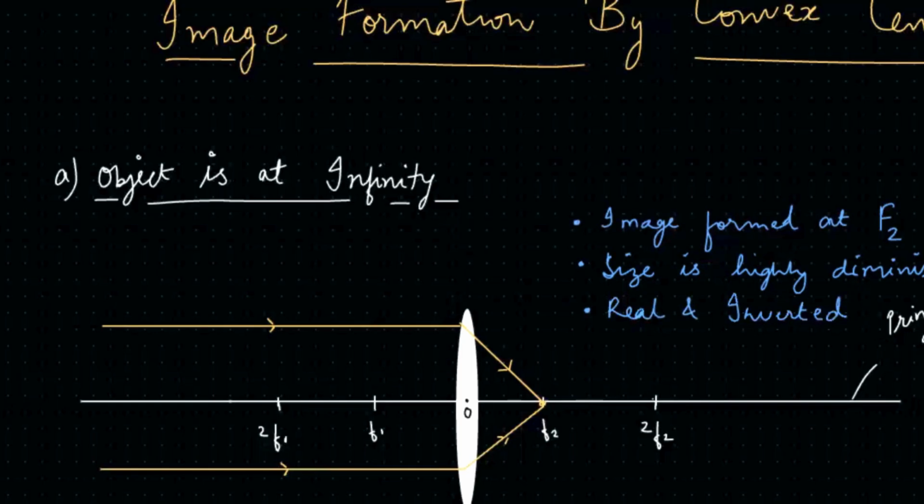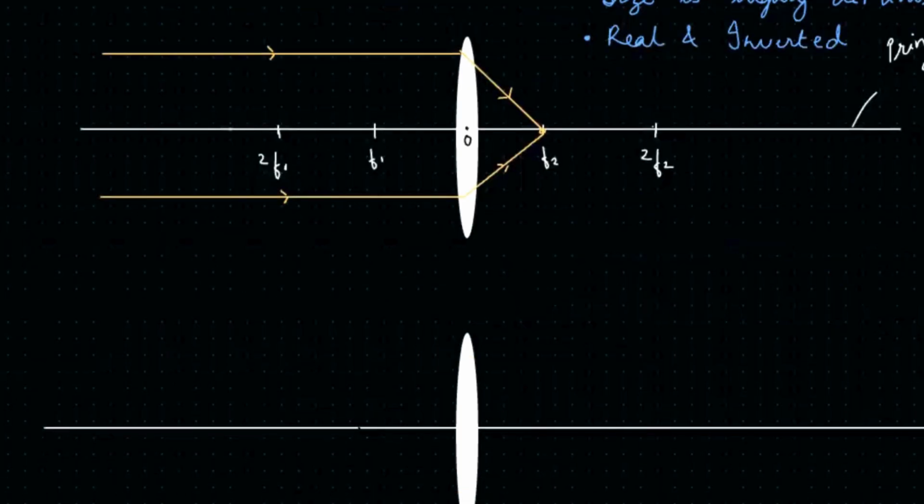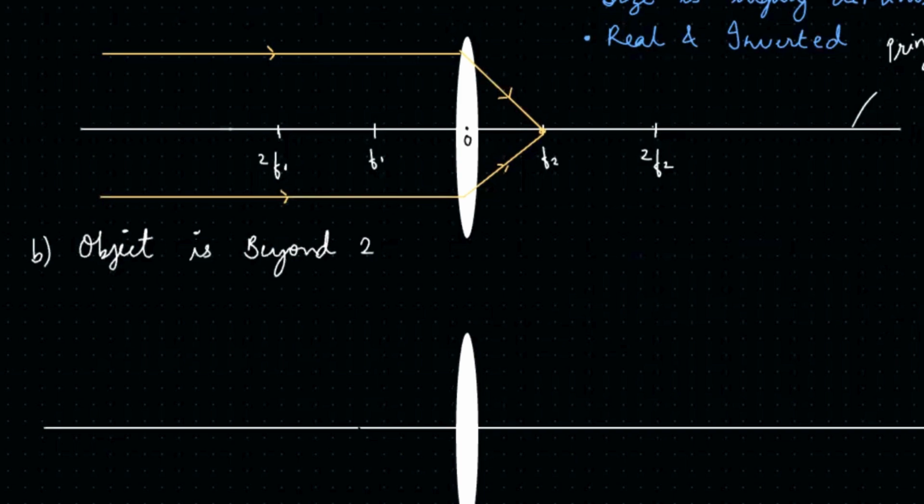Let's move to the next part, next ray diagram, where we say that the object is beyond 2f1. Now again, this is f1, this is 2f1, this is f2, and this is 2f2.